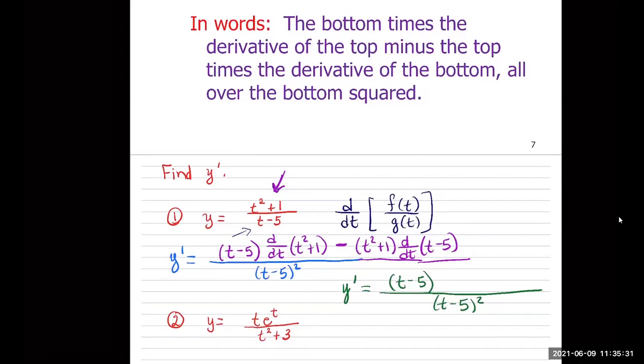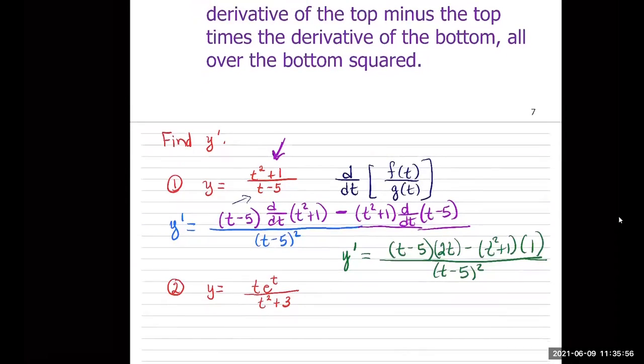Now, what about everyone else? Can everyone tell me what that derivative is? Yeah, you guys are exactly right. That's 2t minus t squared plus 1 times the derivative of t minus 5. And we know the derivative of t is just 1. The derivative of 5 is 0. So that's it.